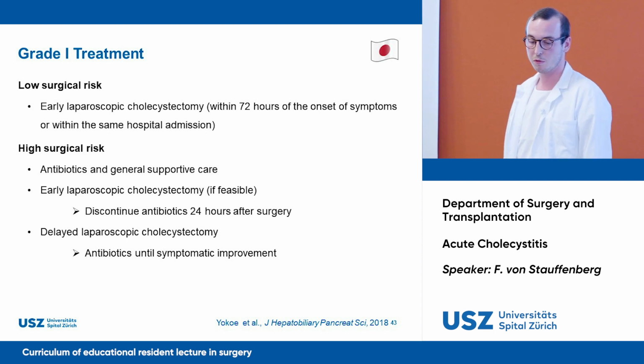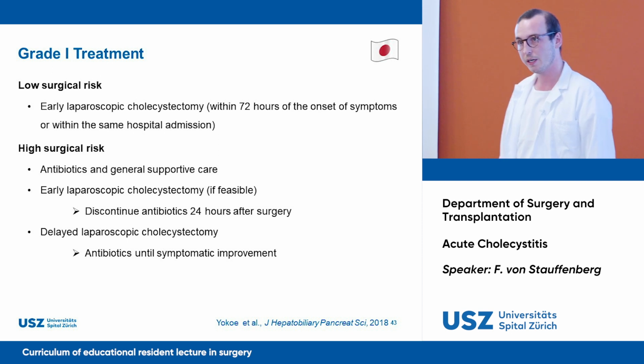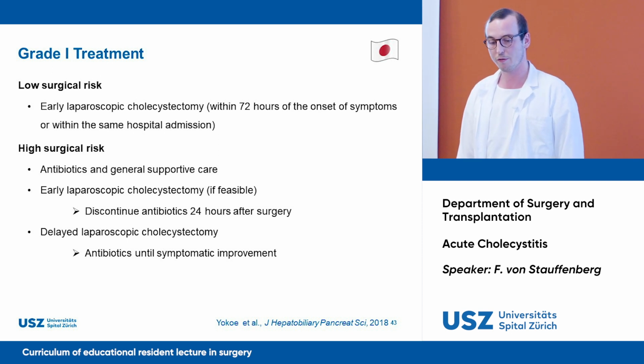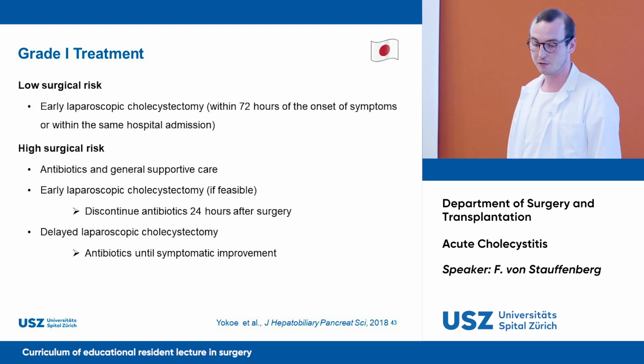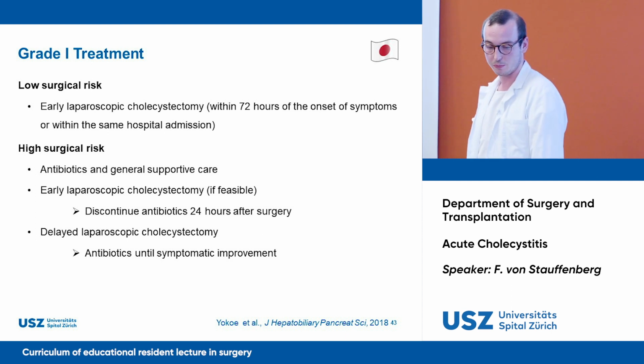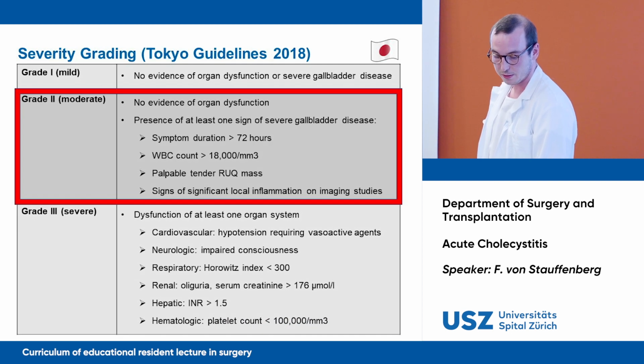So in grade 1, when we have patients with low surgical risk, we should perform early laparoscopic cholecystectomy within 72 hours of the onset of symptoms. In patients with high surgical risk, we should administer antibiotics preoperatively and do early laparoscopic cholecystectomy if feasible. We can discontinue antibiotics 24 hours after surgery. In patients with a too high risk for early laparoscopic cholecystectomy, we should perform delayed laparoscopic cholecystectomy and provide initial antibiotics until symptomatic improvement.